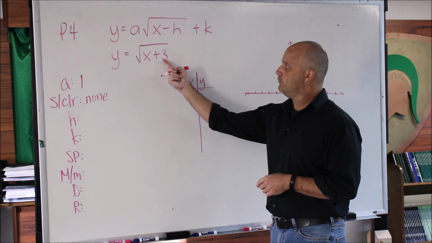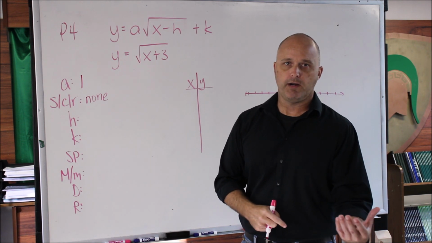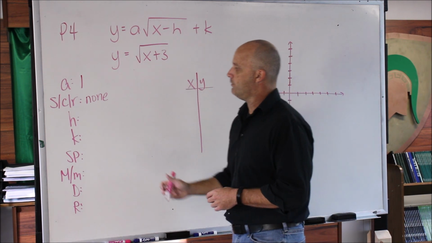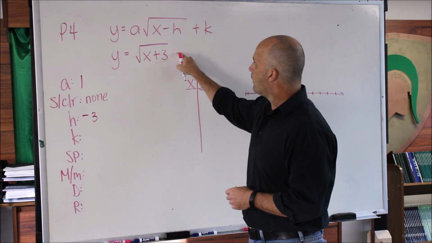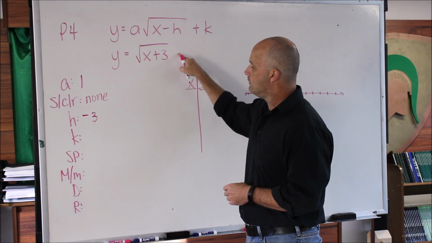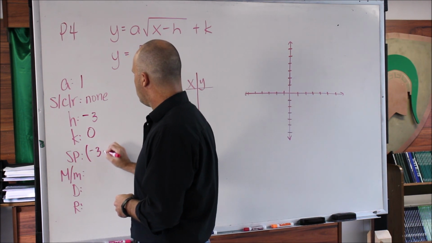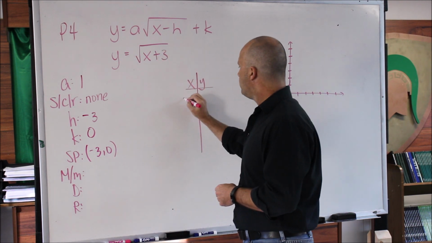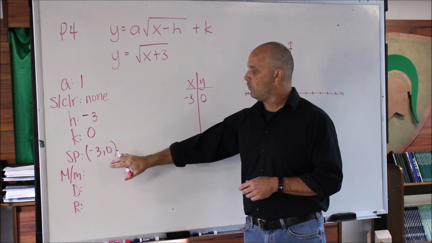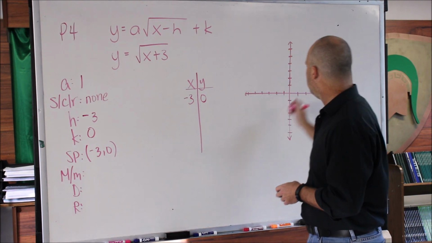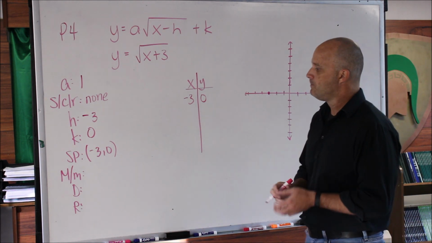Now the h value, since we've got a 3 being added to the x, we're going to go the opposite of whatever is being done there. So since this is adding 3, we're going to say that the h value is negative 3. Then our k value, there's nothing out here, so that means that our k value is 0, and then our starting point is going to be negative 3, 0. So go ahead and write this on your xy chart, and you can see that we know that the starting point is going to be negative 3, 0, and then we can come over here to our graph and we can plot that as well.